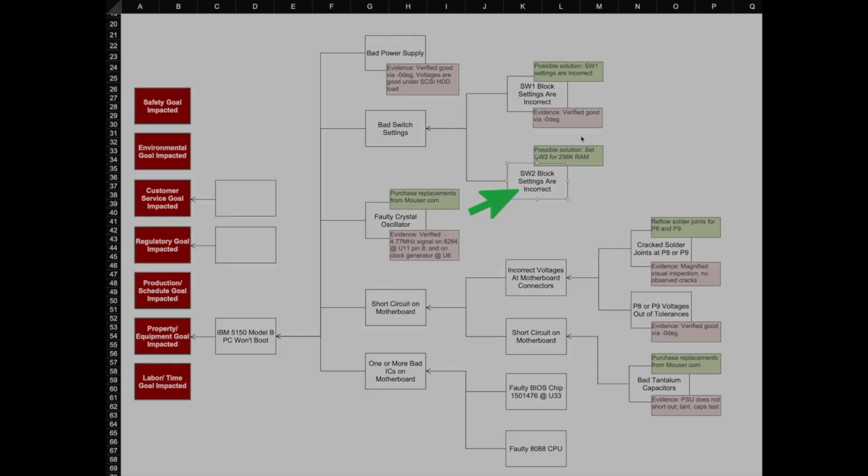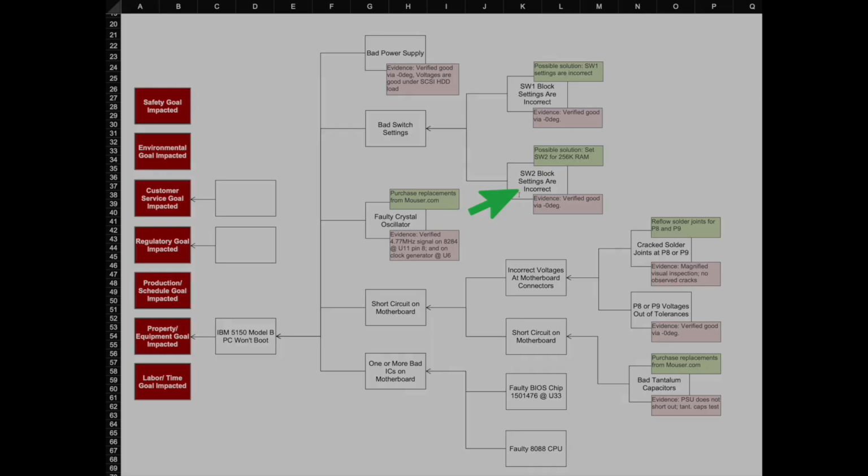I noticed that here we have a mistake. We should also have copied this down here, which would say the evidence was that we went through -0 degrees and verified that the motherboard is configured for 256K of RAM, which was dip switch 1 on, the next two off, the next two on, and then the other remaining switches don't matter, so I flipped them to the off position.